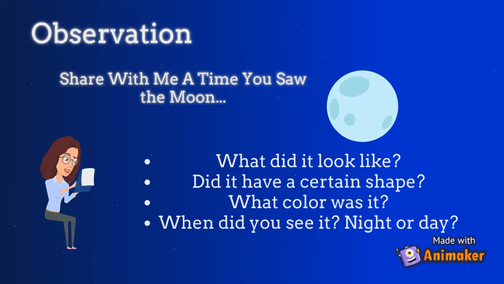In your science journal, I would like you to write 2 to 3 sentences about a time you saw the moon and what your observations were. Think about what the moon looked like. What was the shape? Was it a certain color? Did you see it during the day or night? Take a minute to write, and if you need more time, press pause on the video.